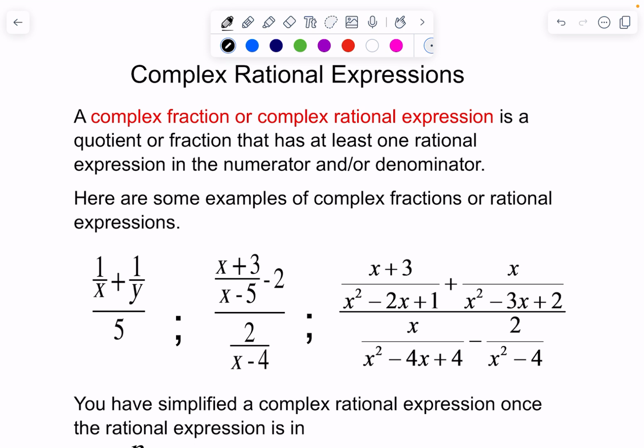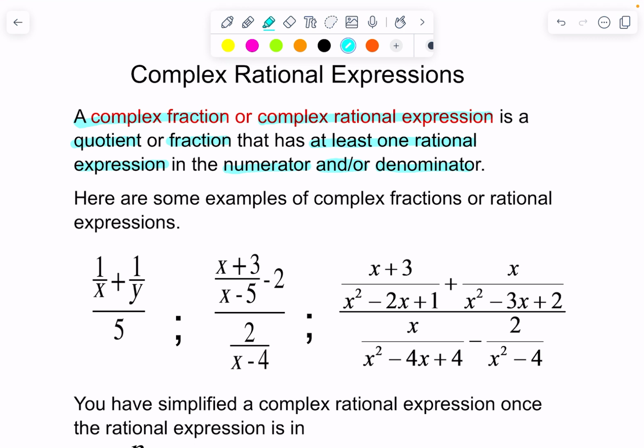Today we're going to be learning how to deal with complex rational expressions. So let's get right to it. First of all, a complex fraction or complex rational expression is a quotient or fraction that has at least one rational expression in the numerator and/or denominator.